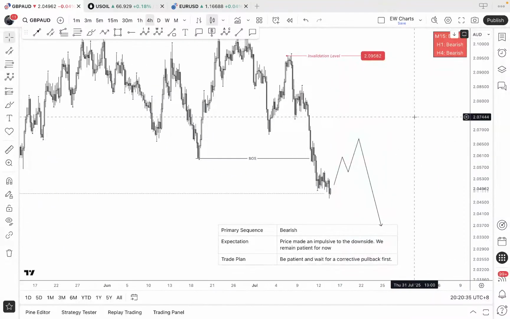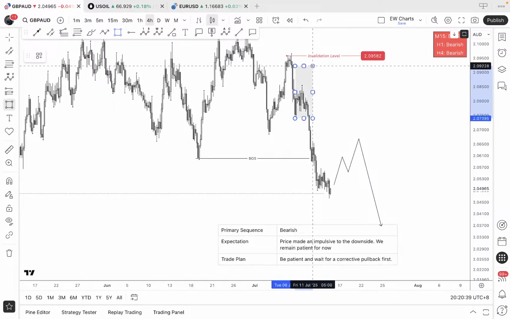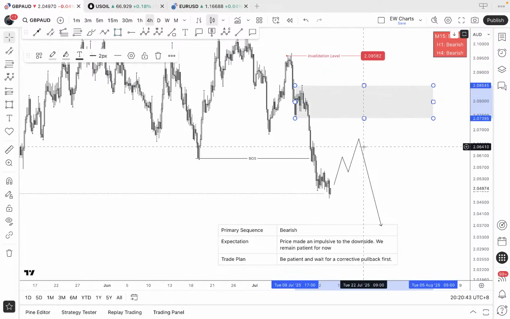Same thing here. Very clear momentum to the downside, and we have all the blocks here as well. But again, you don't want to be selling at the bottom. If you want to sell, you wait for price to pull back first. Be patient here as well and just wait for the pullback.